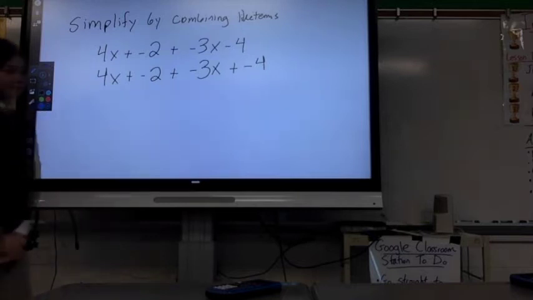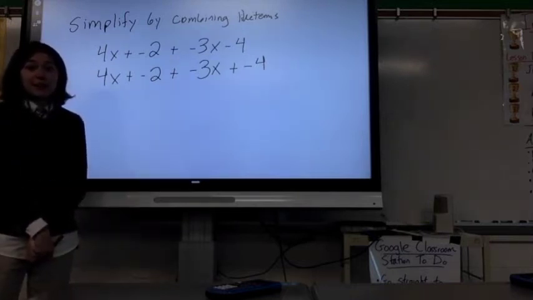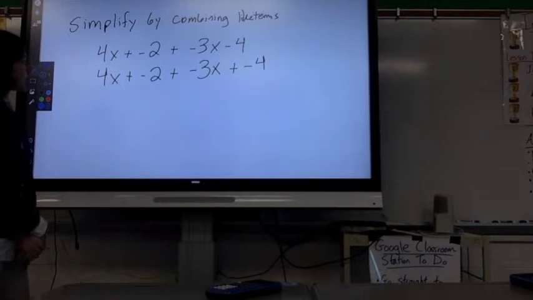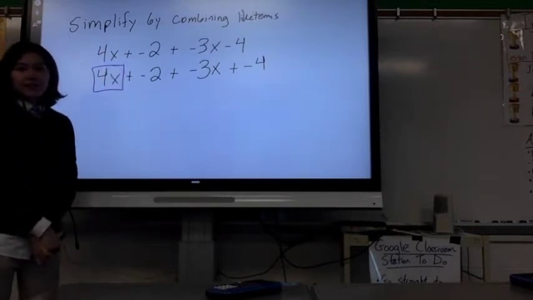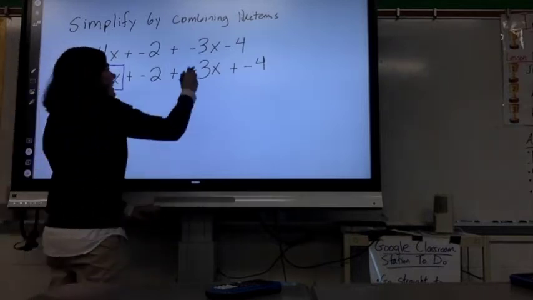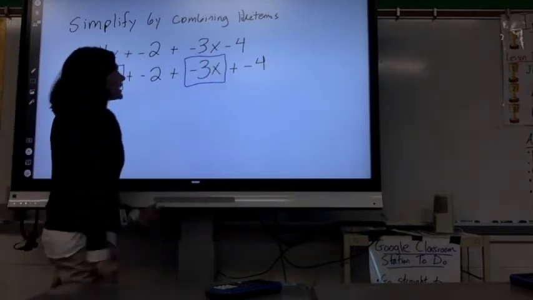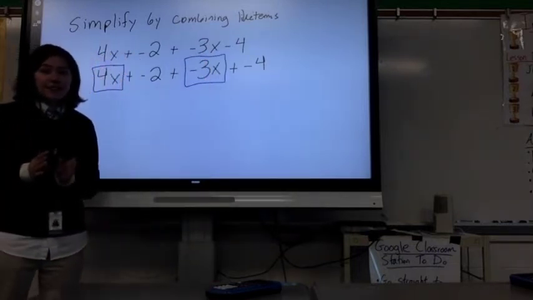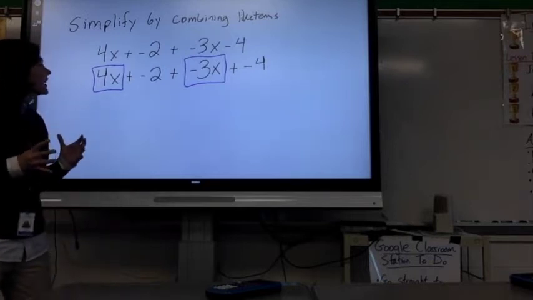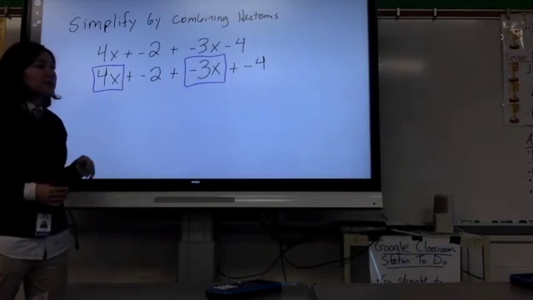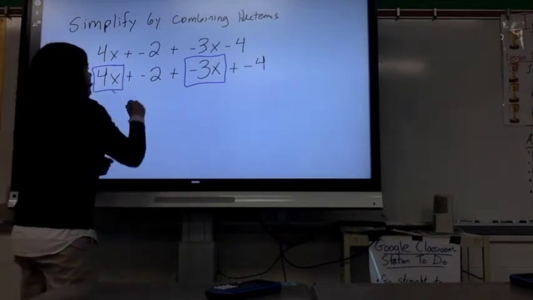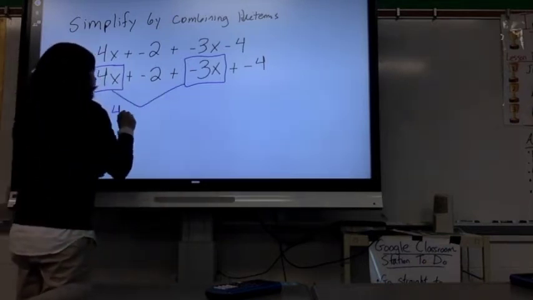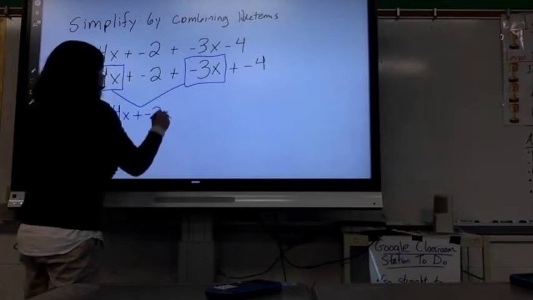All right, at this step, I'm going to find my common terms, my like terms. So here I have a 4x, which I boxed in purple, and I have a negative 3x. Those are like terms because they both have that x, right? So those are the same. We can think of x as like hot dogs or hamburgers. They're the same thing. We can combine those because they're the same. So here I'm going to have 4x plus negative 3x.